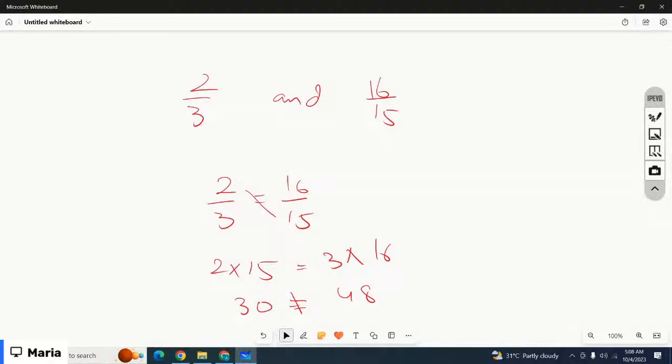This way you can find if they are equivalent. Just equate them and cross multiply them. If they are equal, that means they are equivalent fractions. If they are not equal, that means they are not equivalent fractions, right? So no, these two fractions are not equivalent. The correct option is no.